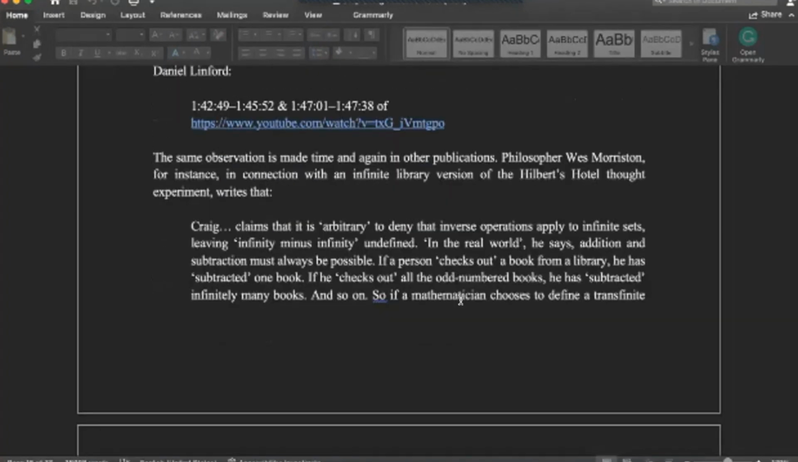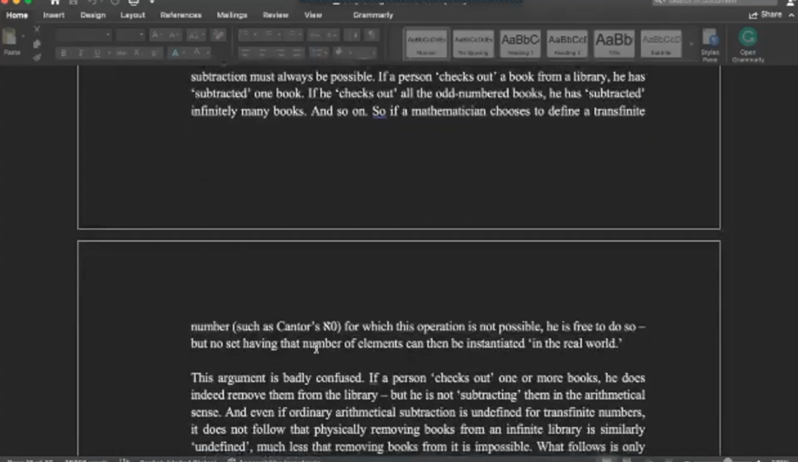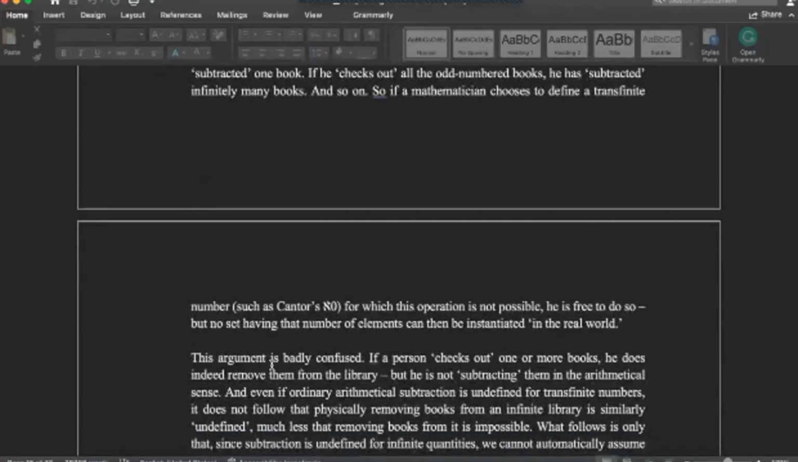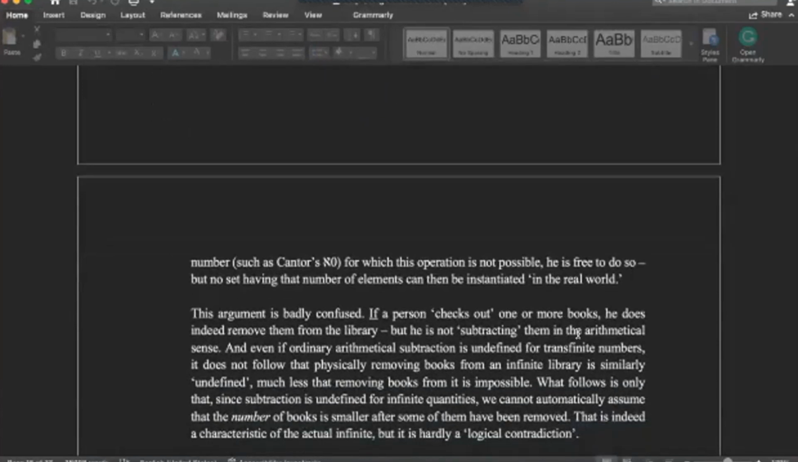So if a mathematician chooses to define a transfinite number, such as Cantor's Aleph null, for which this operation is not possible, he is free to do so, but no set having that number of elements can then be instantiated in the real world, or so Craig's argument goes. This argument, says Wes Morriston, is badly confused. If a person checks out one or more books, he does indeed remove them from the library, but he is not subtracting them in the arithmetical sense.